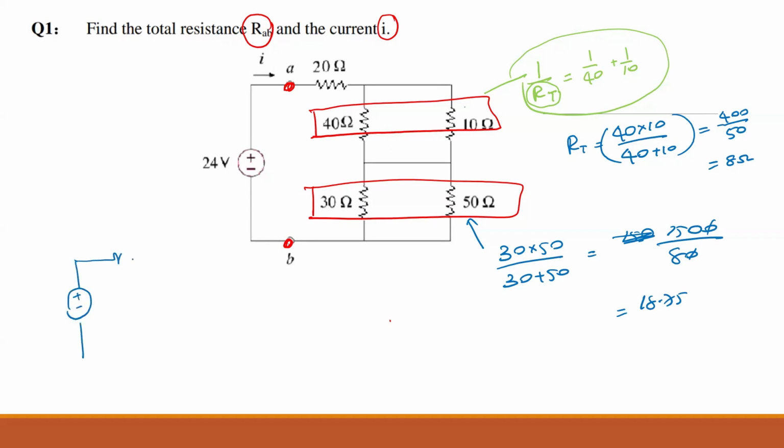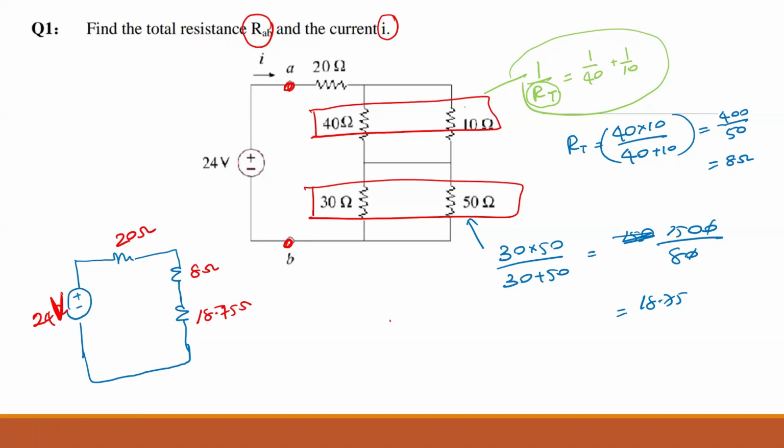At the beginning, just don't avoid any steps. Later on, when you are confident, you can skip steps. So this is 20 ohms, and this one we just found 8 ohms, and this one we found 18.75 ohms. And this is 24 volts.